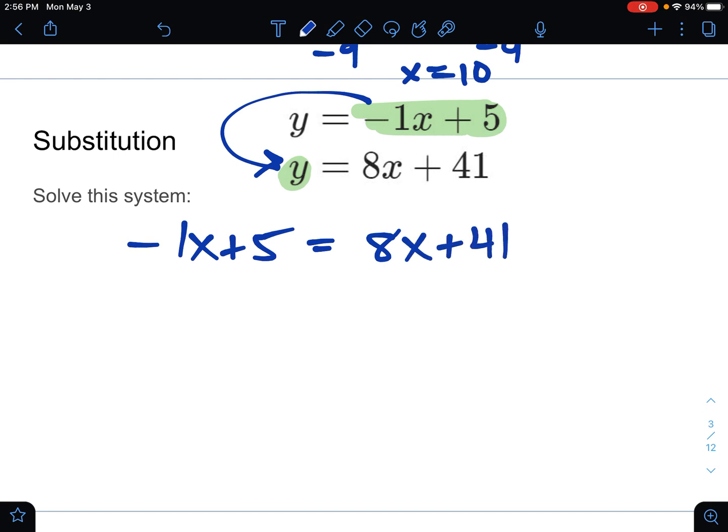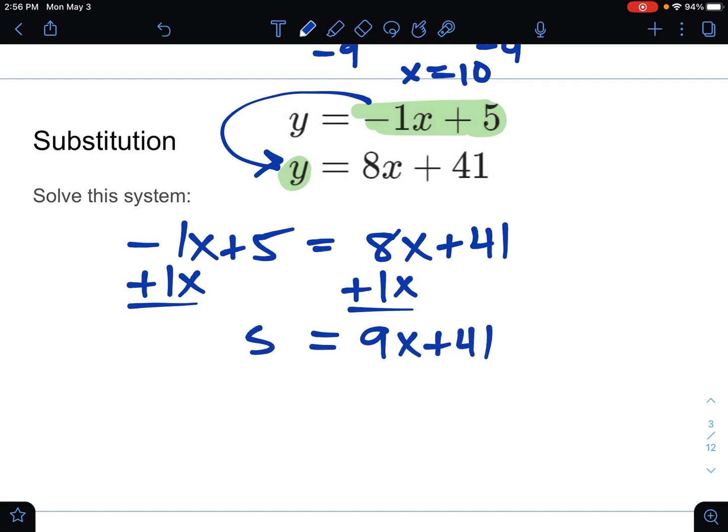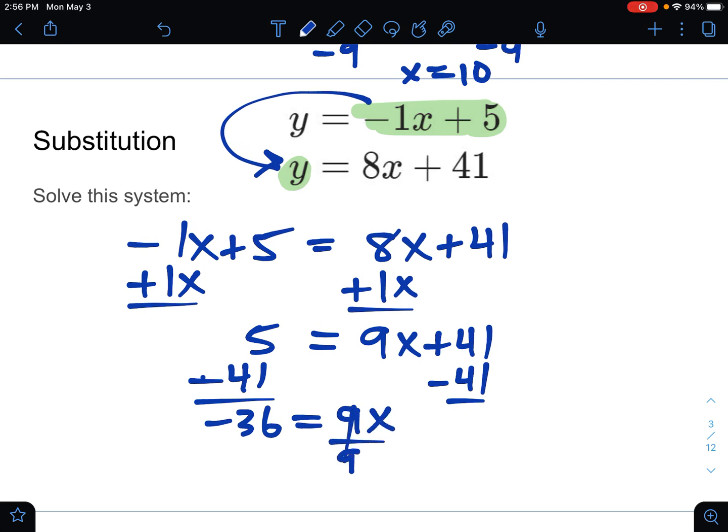And we just solve it like a normal equation with variables on both sides. I usually move the smaller variable to get the positive variable on the right here: 9x plus 41 equaling positive 5. 2 steps from here, I'm going to subtract 41 from both sides. That will give me negative 36 equaling 9x. Dividing by 9 on both sides will give us our answer for x. Negative 4 is x.